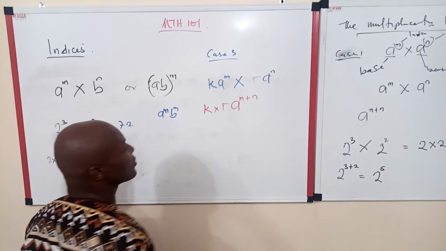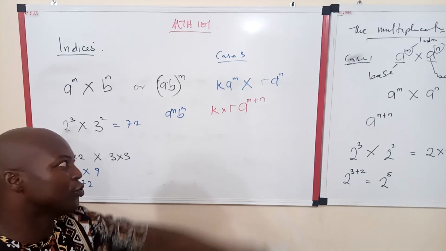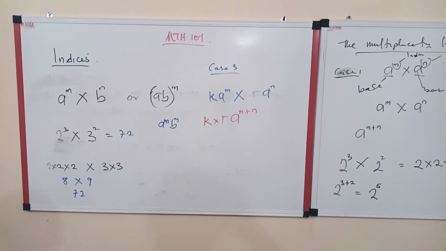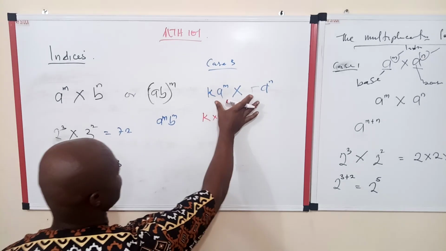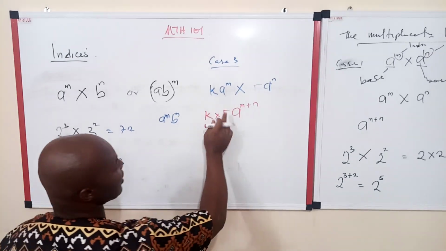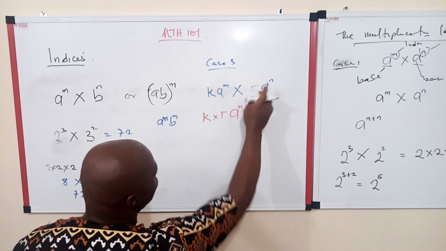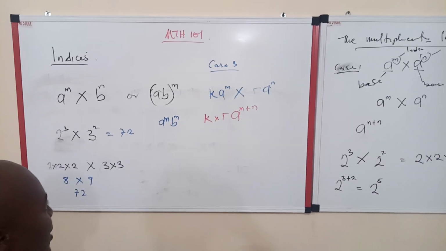Then you add the powers. So in this case, all that you need to do is multiply the coefficients first, as we have done here. Then, being that the bases are the same, we collect one of them, then we add the powers. This is how it goes.